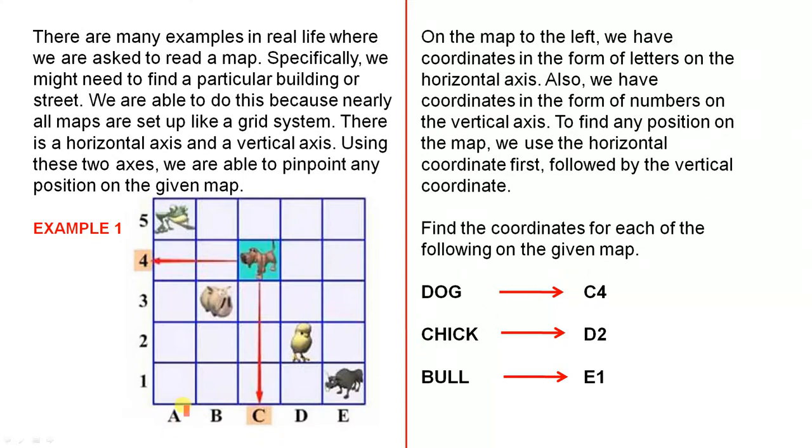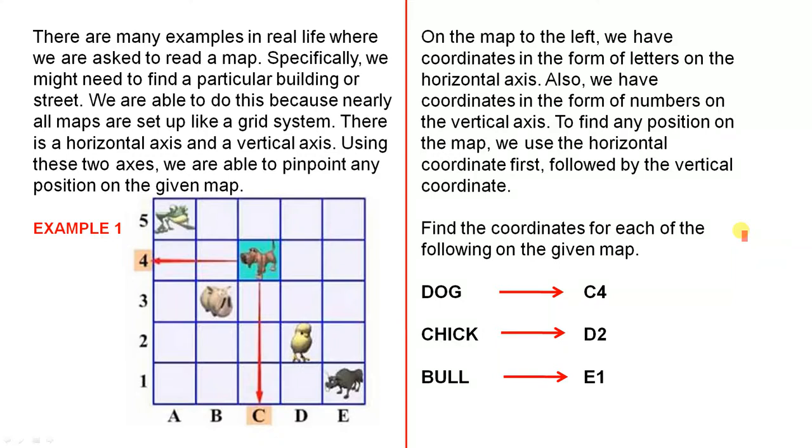Now the horizontal axis goes across there like that. It's like the horizon, which is flat, and the vertical axis goes up like that. On the map to the left, we have coordinates in the form of letters on the horizontal axis. Here they are: A, B, C, D and E. Also, we have coordinates in the form of numbers on the vertical axis, and here they are 1, 2, 3, 4 and 5. To find any position on the map, we use the horizontal coordinate first, followed by the vertical coordinate. Let's do some examples to see what that means.